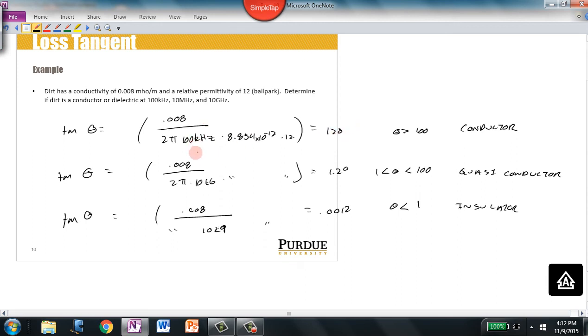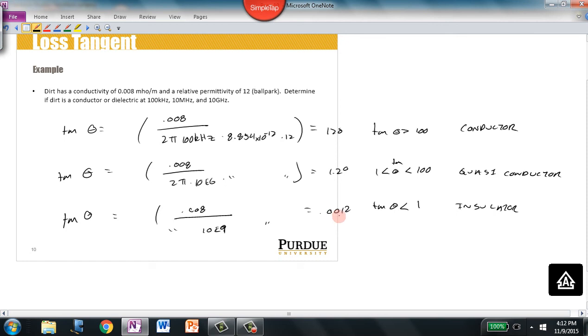So at 100 kilohertz, you find out that dirt has a loss tangent of 120. Notice there's no units. Since tan theta is greater than 100, we call dirt a conductor. At 100 kilohertz, dirt's a conductor. At 10 megahertz, we see that the loss tangent changes to 1.2, and so therefore dirt is a quasi-conductor at 10 megahertz.